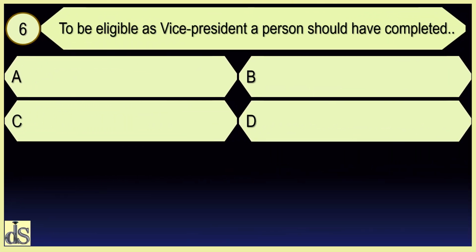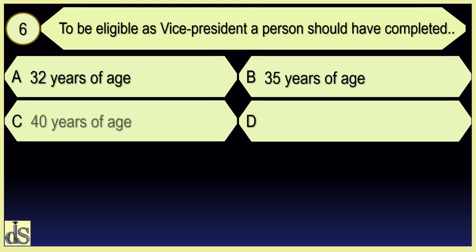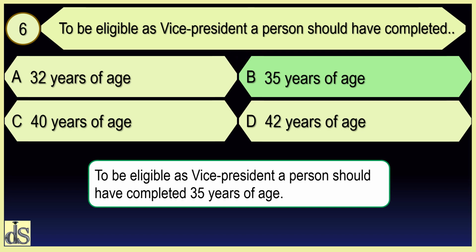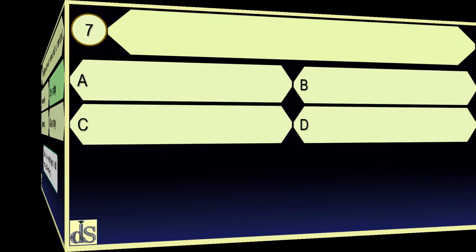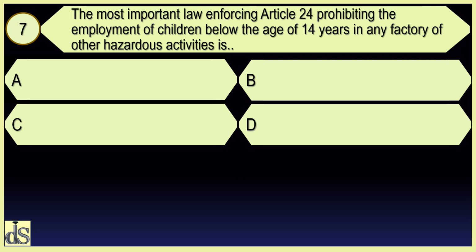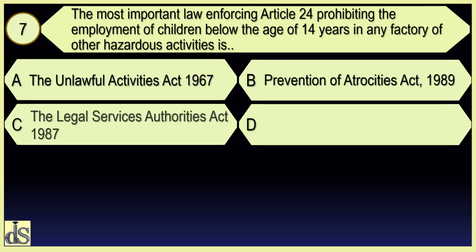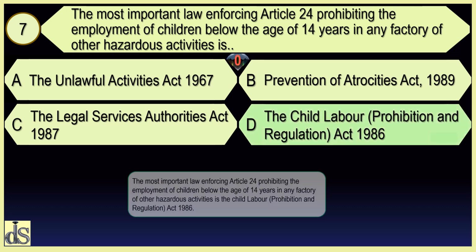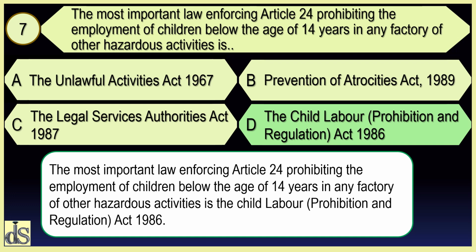To be eligible as Vice President, a person should have completed 35 years of age. The most important law enforcing Article 24, prohibiting the employment of children below the age of 14 years in any factory or other hazardous activities is the Child Labour Act 1986.